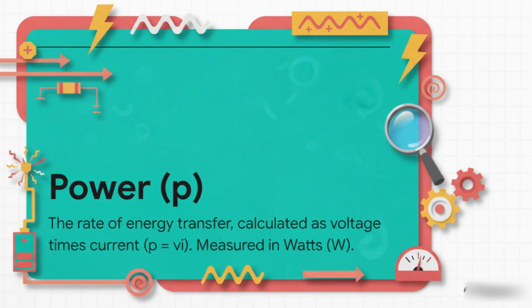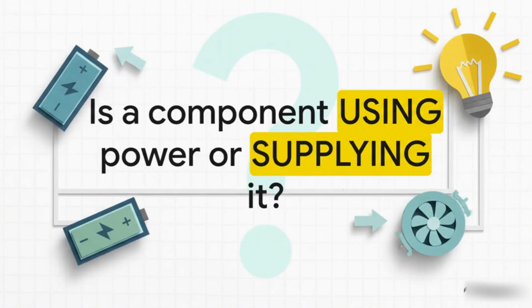You multiply the push by the flow, and what you get is the amount of work being done every single second. And we measure that in watts. Now, this brings up a really important question. When we're looking at our circuit map, how can we tell if something like a battery is supplying power versus something like a light bulb that's using it? We need a rule, a consistent way to tell them apart.